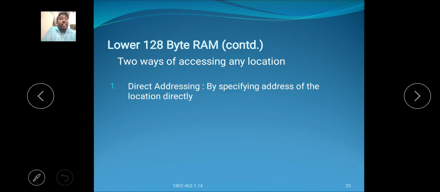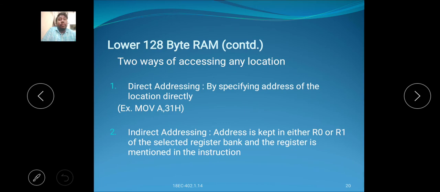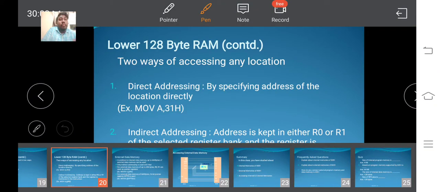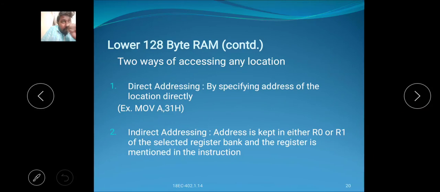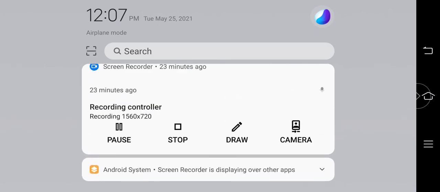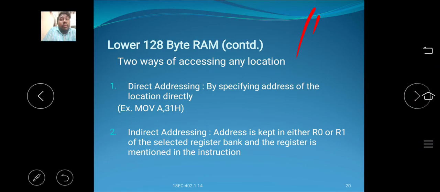The two ways of accessing any location. The first one is direct addressing, by specifying the address of the location directly. Example: MOV A, 31H.